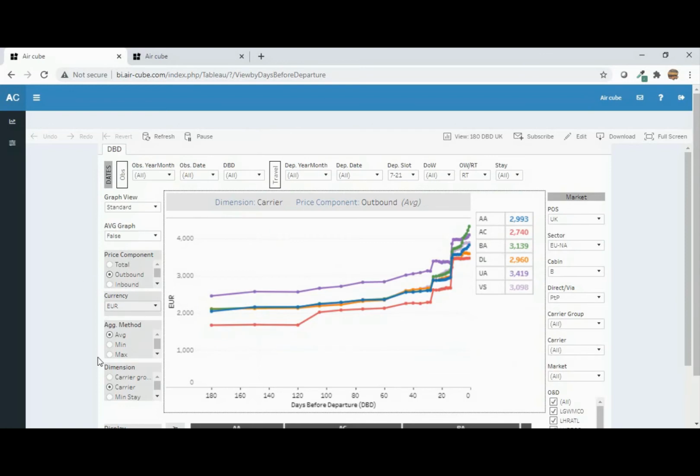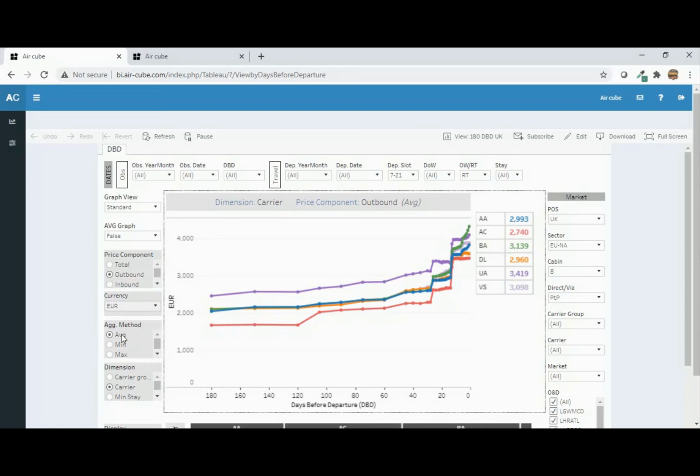You have the ability to use a few options to change in what way you're looking at this data. So we've got the price component here. We're currently looking at just the outbound part of the round trip fares, but you can look at the total fare, the inbound fare, or the YQIR. You can, of course, switch between different currencies based on your preference.